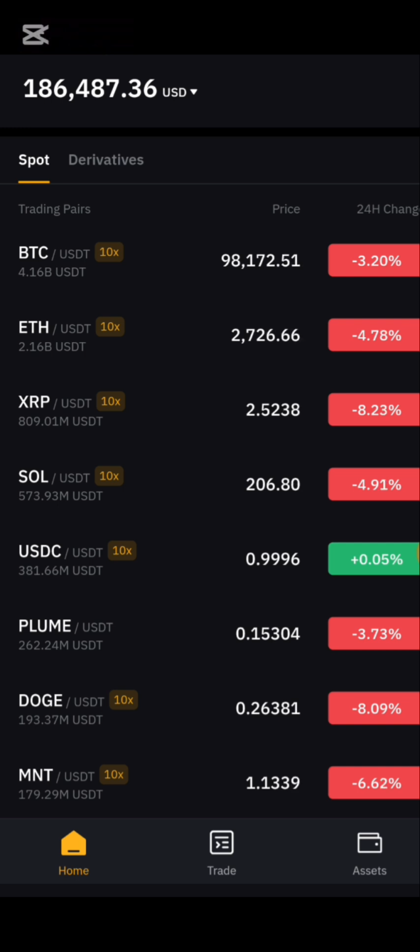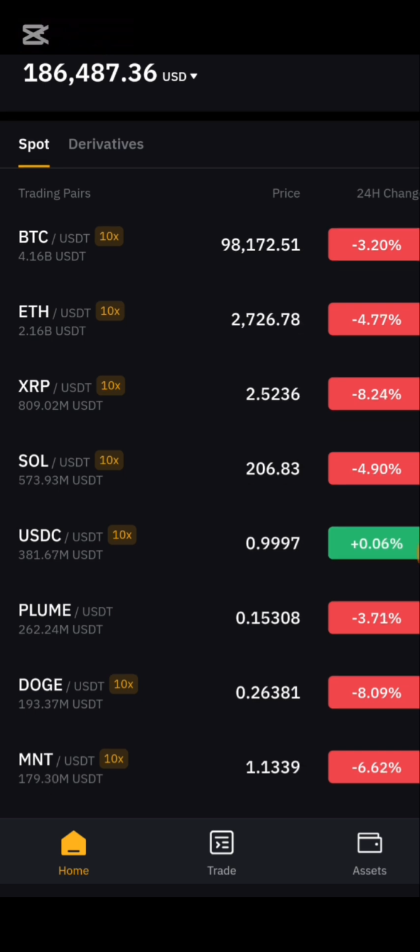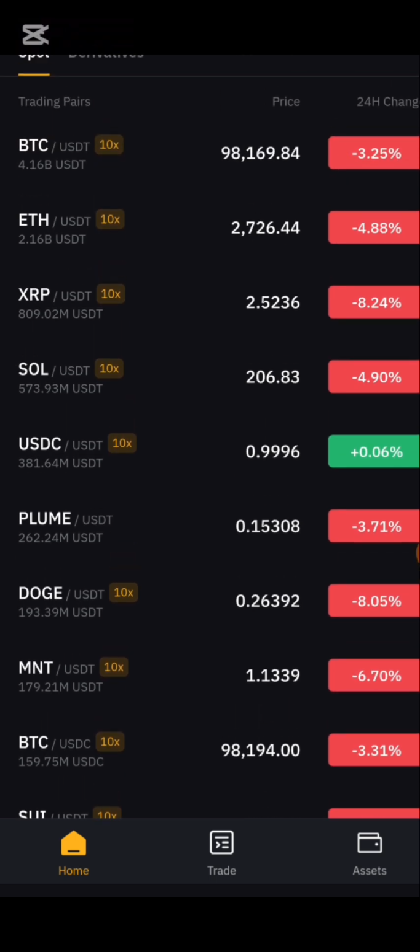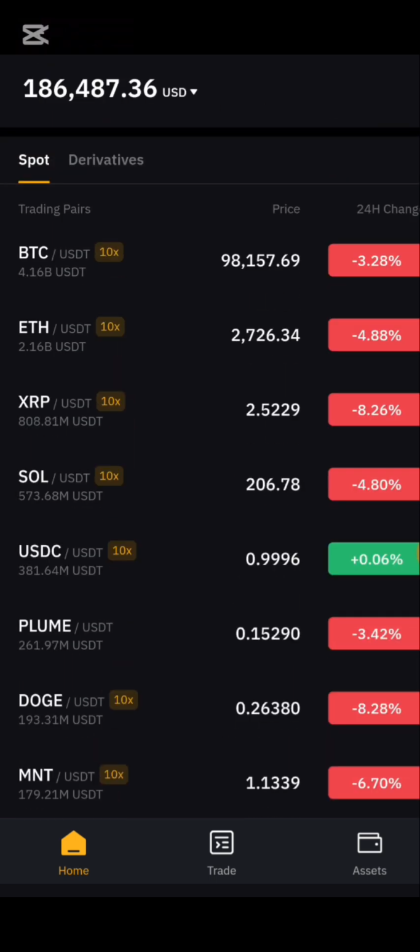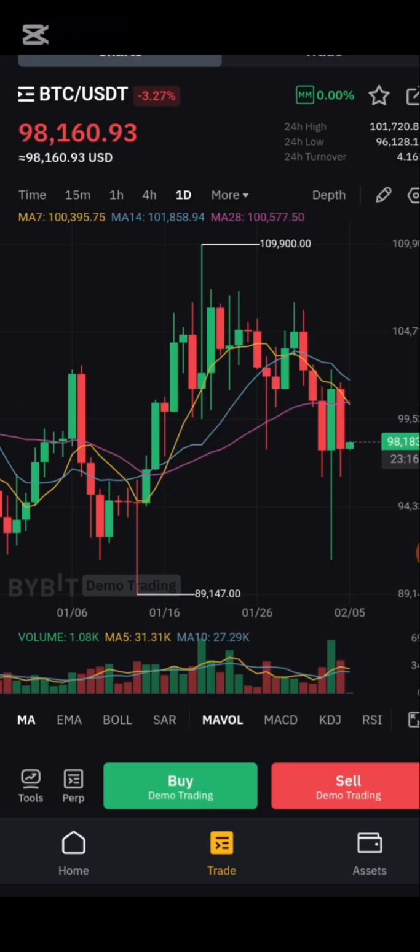So the first thing you need to do here is check the market, how the market is moving. Okay, right here you see BTC USDT, the market prediction here. For me to show you, the market here is moving down. As you can see, the market is moving down.